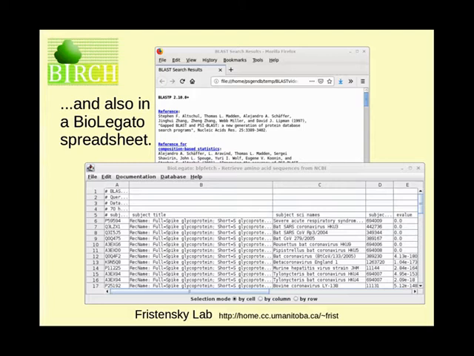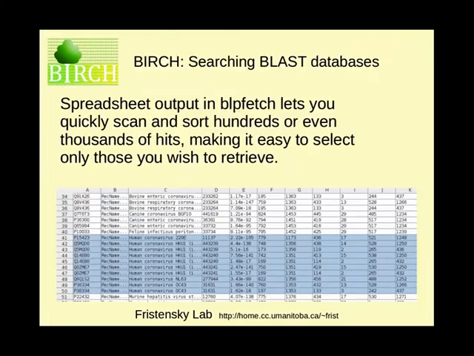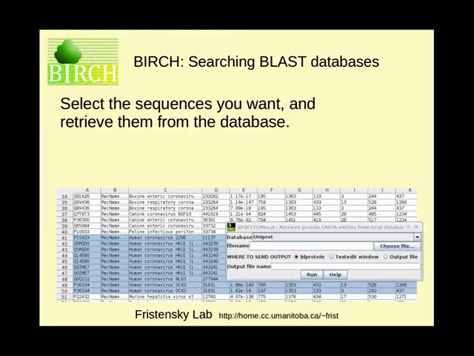Spreadsheets are powerful because the human eye is very good at scanning through maybe hundreds or thousands of results. BLP Fetch makes that easier by letting you sort results based on things like the sequence title, the e-value, the length of the alignment, and delete, and finally create smaller data sets that you actually want to retrieve. So once you've selected the hit lines that you want, you can run seek fetch, which will then go to NCBI and retrieve the GenBank entries for the sequences that you specified.